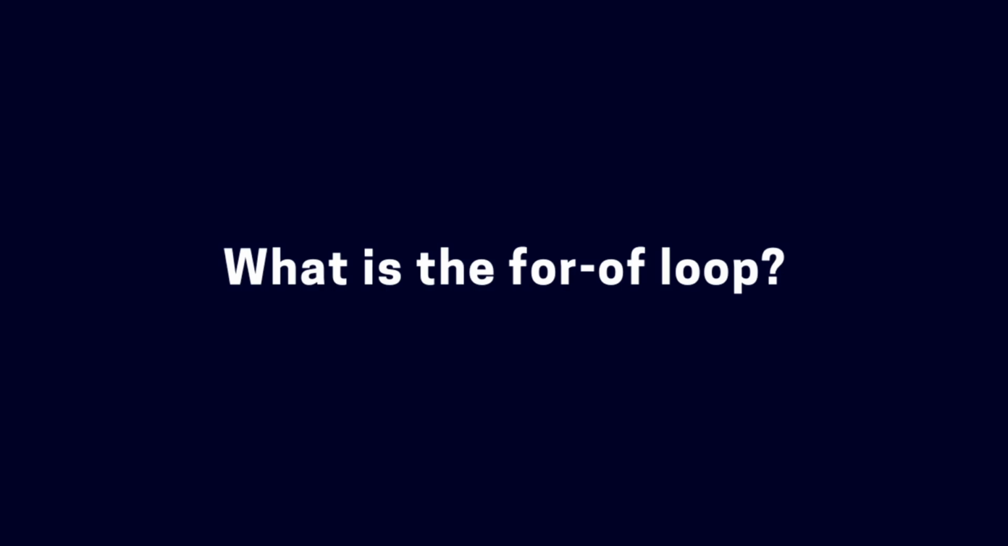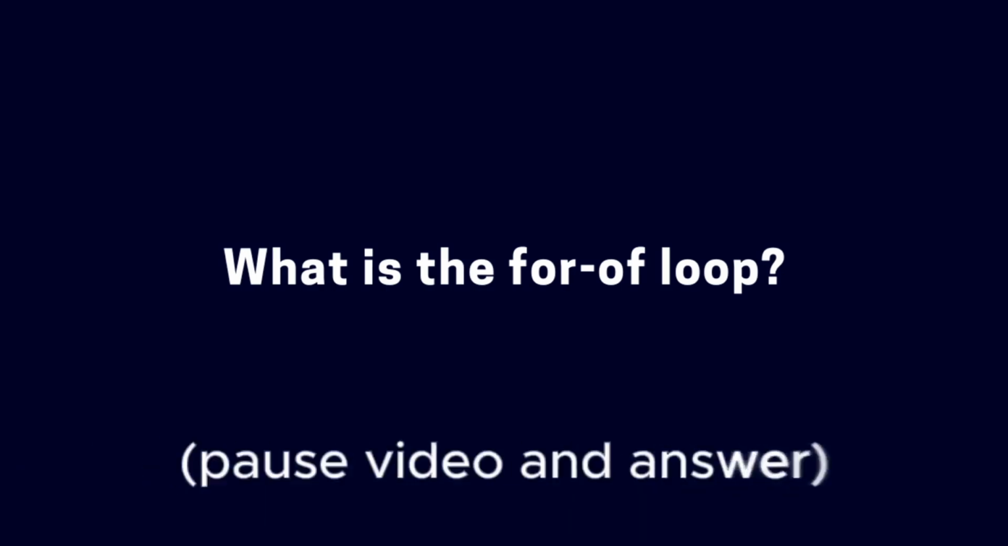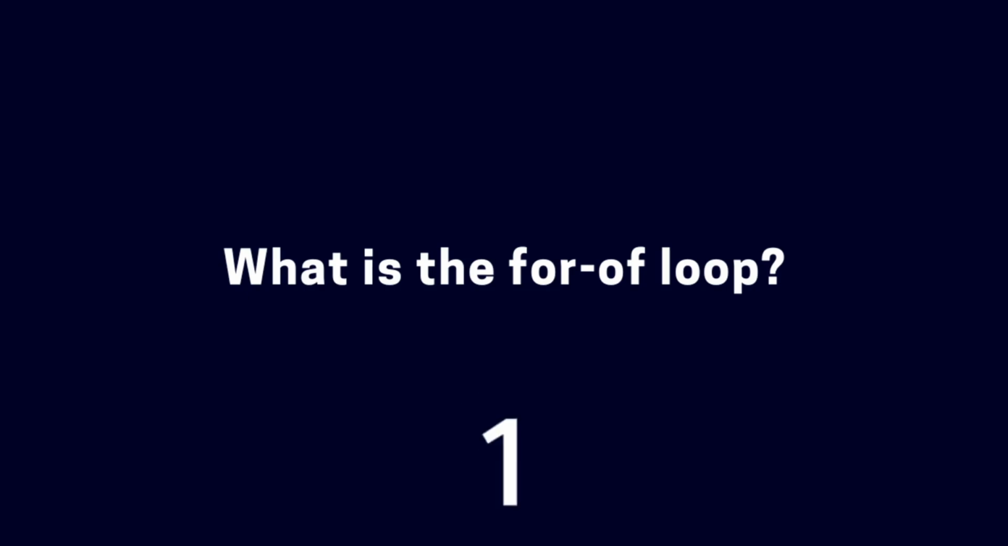What is the for of loop? The for of loop is a special syntax in JavaScript that allows us to easily iterate over an array. For each iteration, we get access to the element. You would use the for of loop over the traditional for loop in the case when you don't need to use the index that you are currently iterating on.